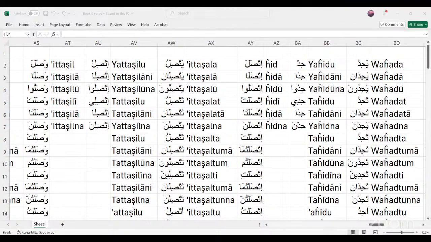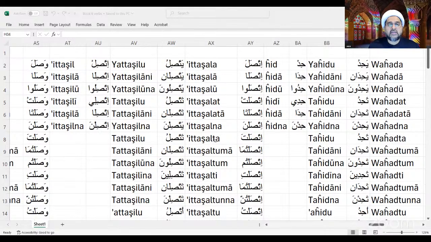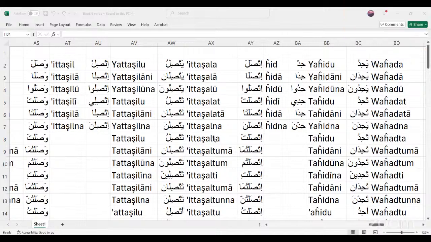Unmute yourself. Can I ask a question? Yes, I can hear you. Yes, go ahead. I just want to know, is this the passive? Are we turning it into a passive form? No, ittasala yattasilu indicates that wasala means to connect or reach or arrive, and ittasala means that the process of connection is occurring or being established. The continuous thing. Exactly. Okay.